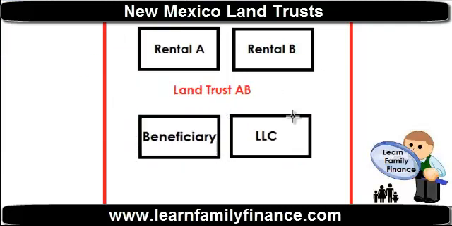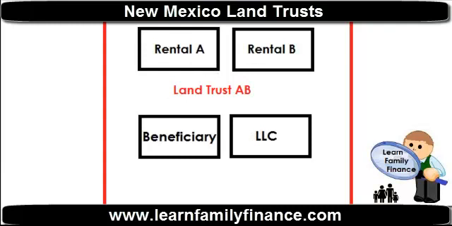So, an LLC can be taxed a number of different ways, right? A sole proprietorship, it can be a partnership, it can be an S corp, it can be a C corp, and they all have different tax returns. So what you could do is on this, rental A and rental B, you could name the LLC as the beneficiary of this land trust and have it both.